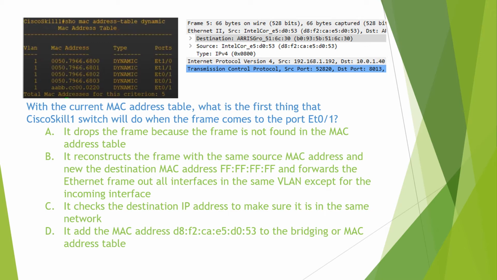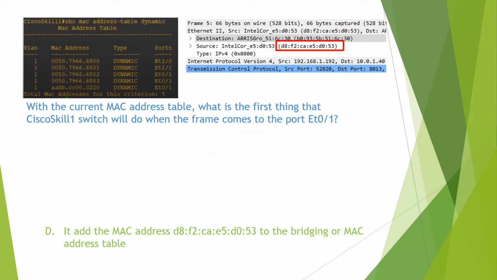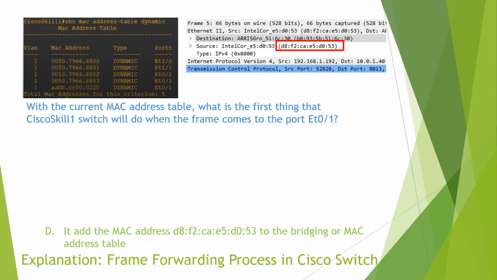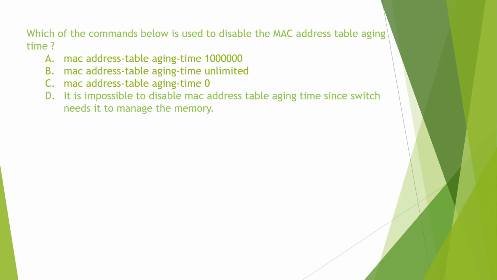In this case, this is the source MAC address. As you can see, the source MAC address doesn't exist in the MAC address table. So the first thing the Cisco Skill 1 switch will do is to add it to the MAC address table. Therefore, the answer for this question is D. You can find the detailed explanation for this question in the video, Frame forwarding process in Cisco switch.